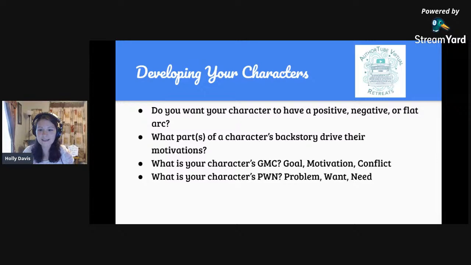But that flaw is kind of like their lie, in a way. It's what they believe will make them happy. Their goal, their want, they believe that this will make them happy, and how they get that goal is not exactly what they think. So you want to make sure that there's a difference between the two.